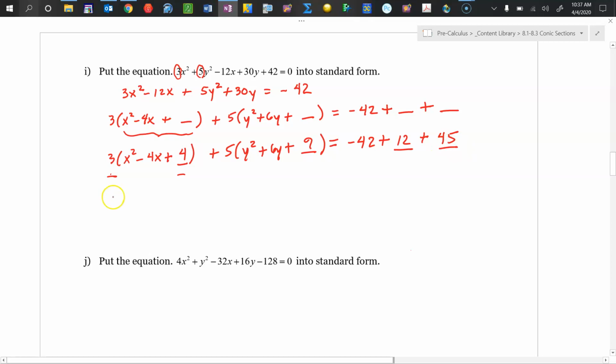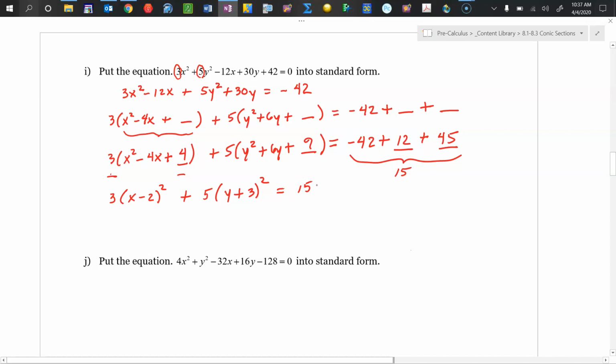So now we go ahead and we factor what's inside the parentheses. You'll notice x squared minus 4x plus 4 factors into x minus 2 quantity squared. Leave the 3 coefficient where it was at. The y squared plus 6y plus 9 factors into y plus 3 quantity squared. Leave the 5 where it's at. And you will notice that the numbers over here on the right hand side add up to 15. So we'll put that over there. And we're almost done putting it in standard form.